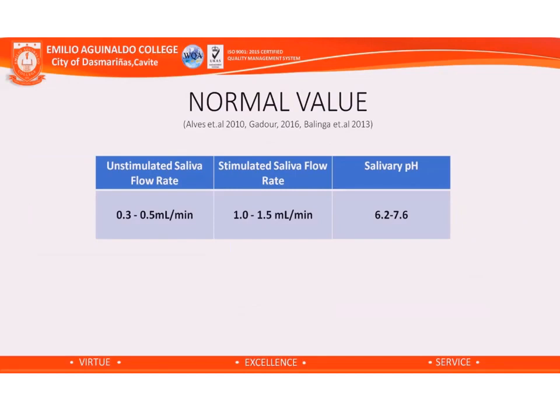The following values are used as reference guide for the researchers. For unstimulated salivary flow rate, 0.3 to 0.5 ml per minute. For the stimulated saliva flow rate, 1 to 1.5 ml per minute. And for the salivary pH, 6.2 to 7.6.